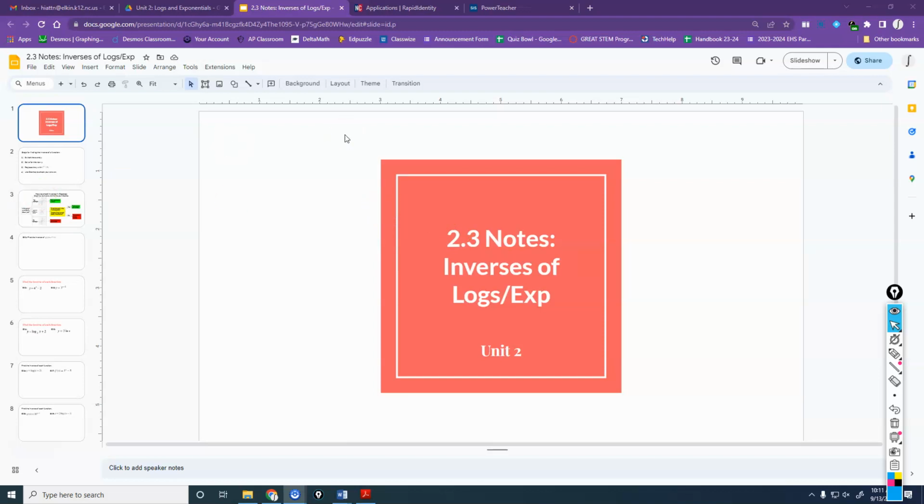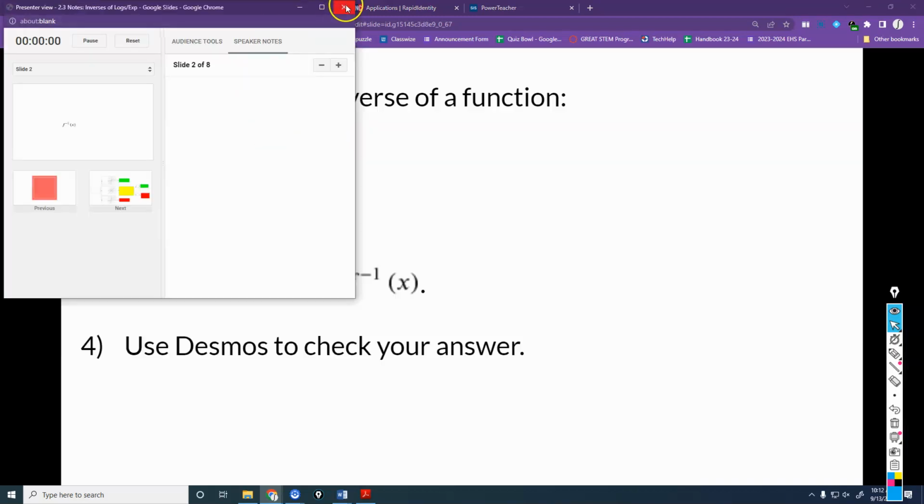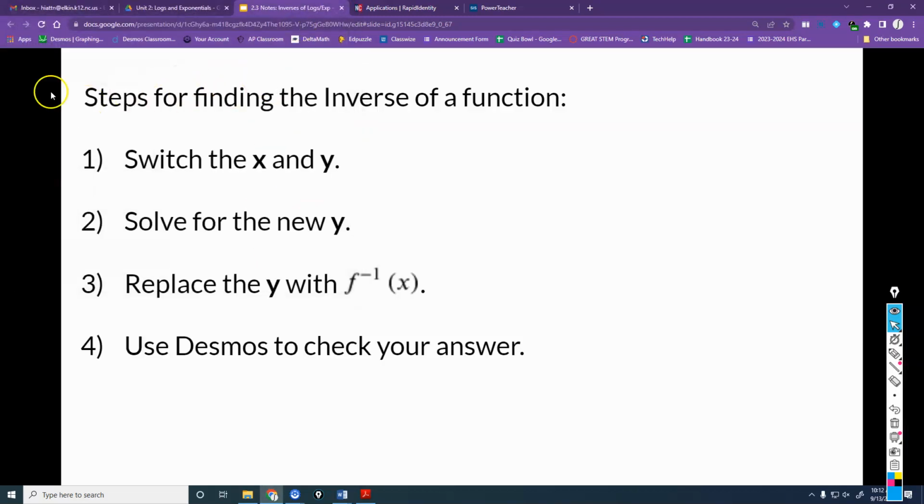Okay. All right, inverses of logs and exponentials. We have already done inverses, so this is not really much new. It's just a different type of equation that we're doing inverses for. So when we did inverses, we did this. To find the inverse, we are going to switch the x and the y in the equation.